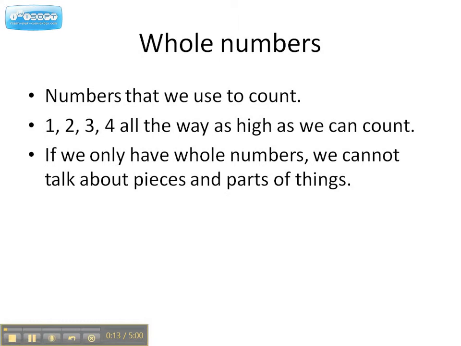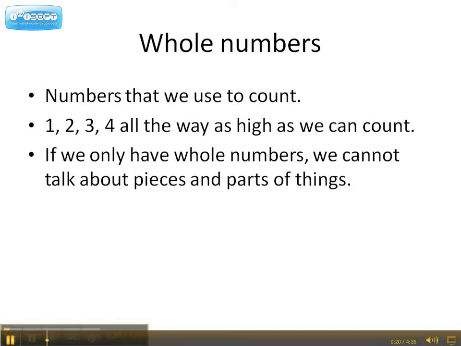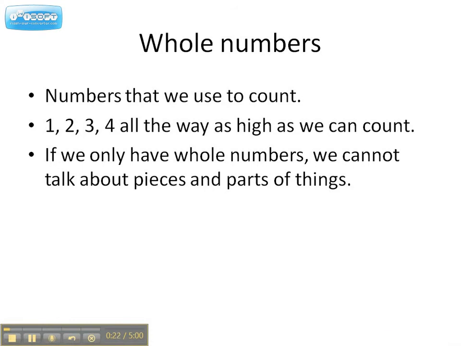All year we've been using whole numbers. Whole numbers are numbers that we use to count. They include 1, 2, 3, 4, a million, a billion, 127,567, anything you could count to using ones, fives, or any other whole number. The problem is if we only have whole numbers, we cannot talk about pieces and parts of things, which often we need to do, such as during division when we break things into pieces and parts.